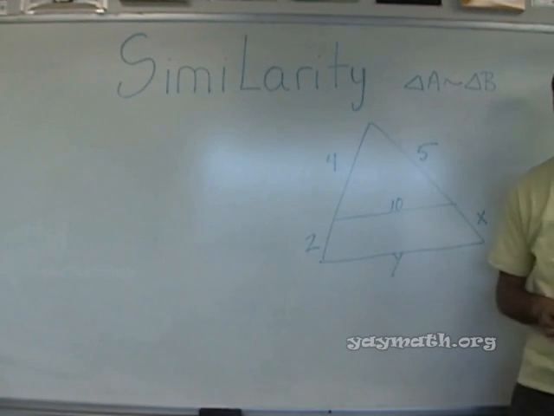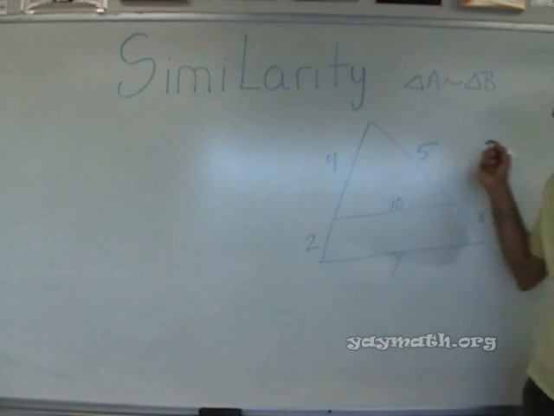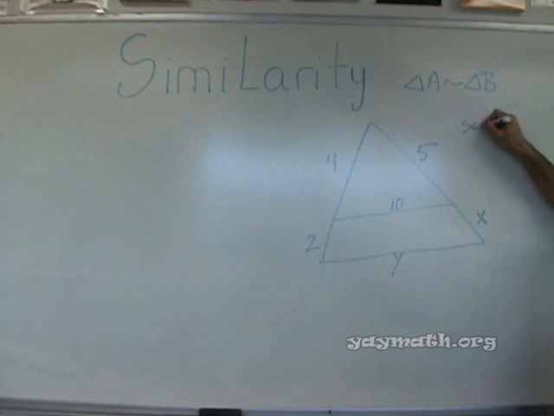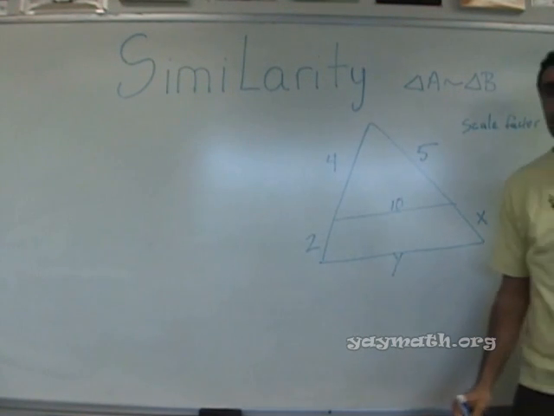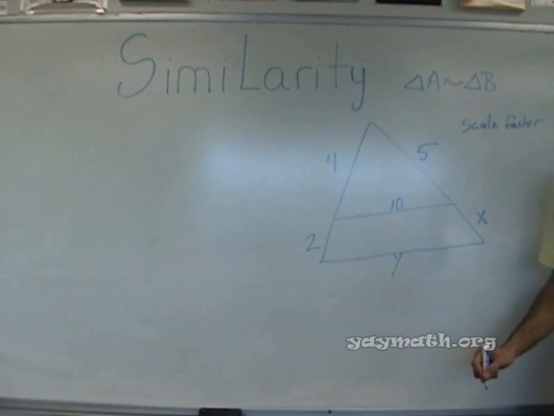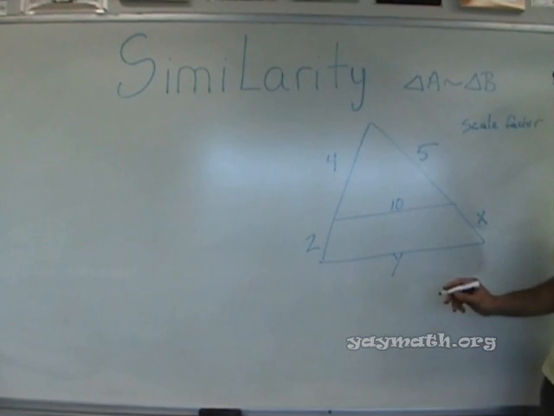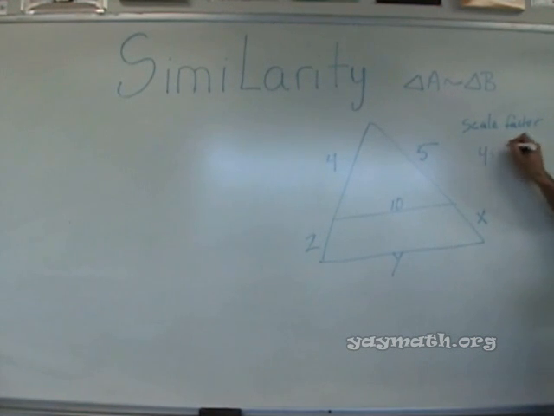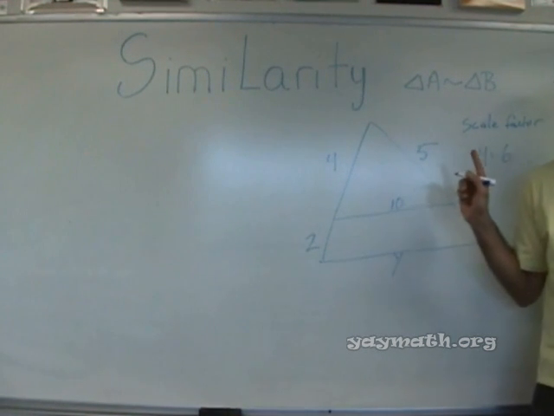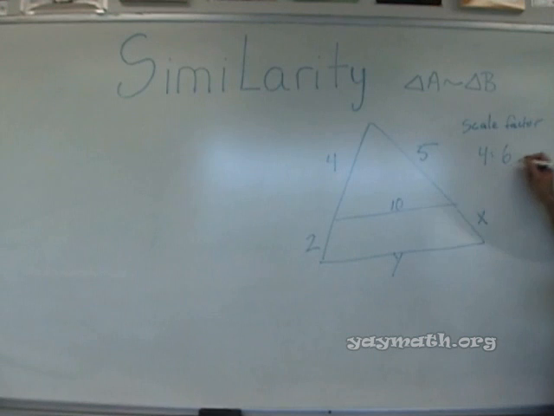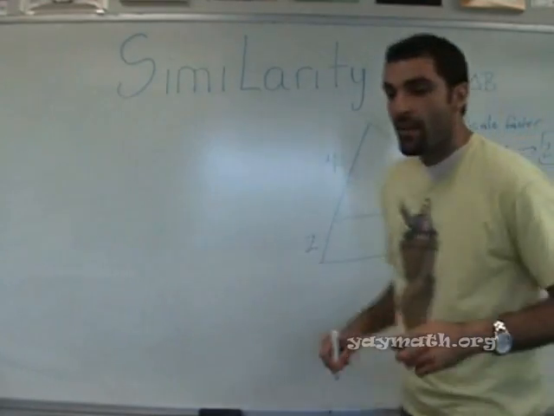First and foremost, can you give me the scale factor of the 2 triangles? Scale factor of big to small? Or excuse me, small to big. It would be a 4 to 6. Okay. 4 to 6. If that's not simplified, it would really be 2 over 3, or 2 to 3. I'm not getting it. Okay, I'm glad.